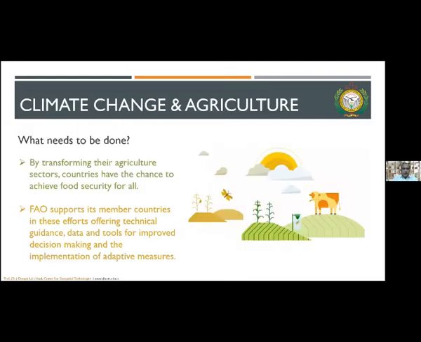So, what needs to be done? Okay, there has to be some transformation. There needs to be something by which we can achieve food security. Okay, and FAO has been giving various guidelines. I think many of us should know by now what those guidelines are. Okay, and what are those adaptive measures, what are those tools that help us to sustain our agriculture productivity in changing climate times.